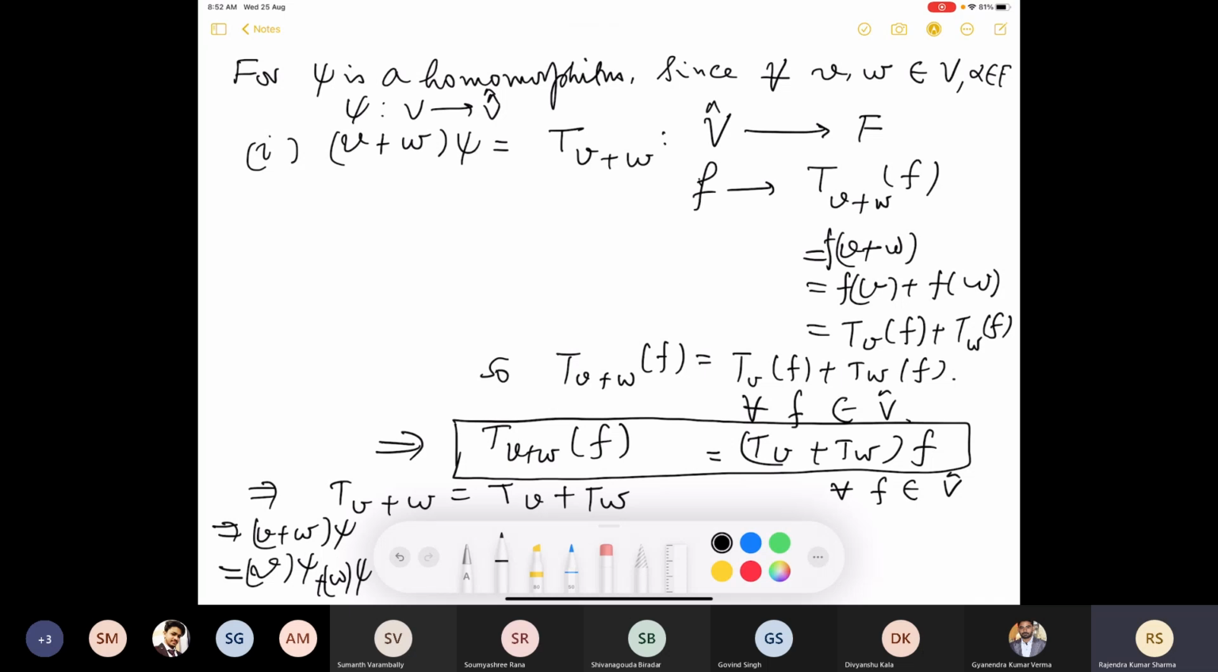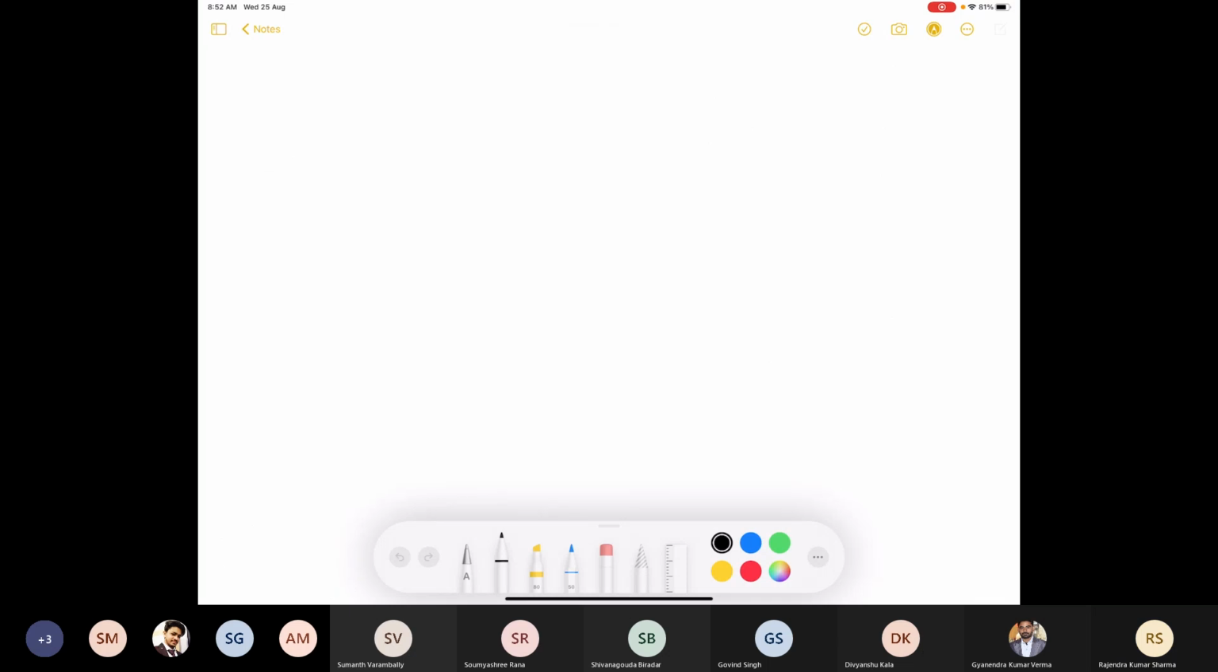And likewise, you can prove that alpha v under psi is alpha times v under psi. So psi preserves scalar multiplication as well as the sum.